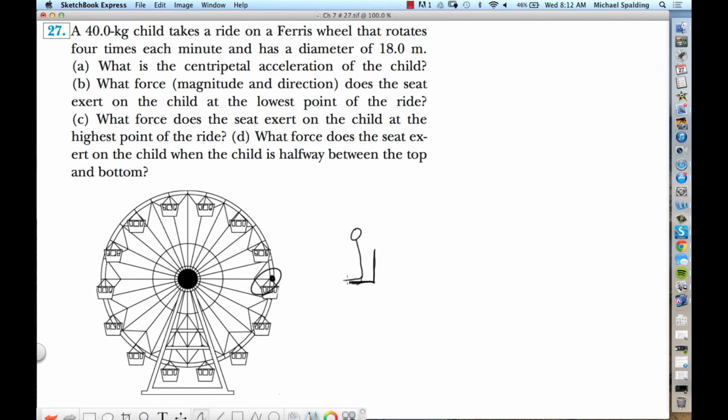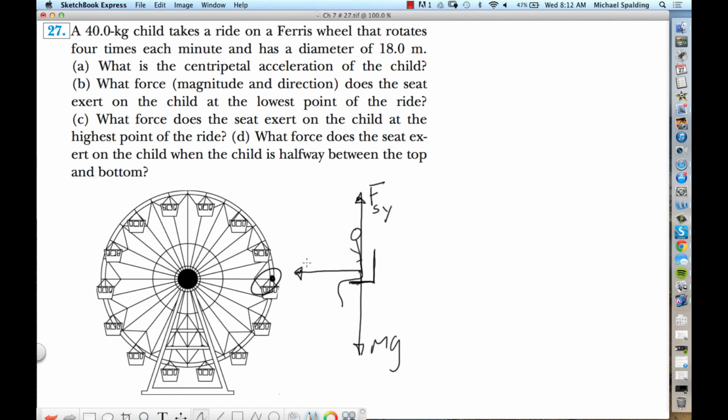Here's the kid sitting on the seat. So what are the forces on the kid? Well, mg down. Now look, the force of the seat, there's a y component and an x component. Is the seat holding the kid vertically? Yeah, so that's going to be normal force. We'll call this force of seat y.